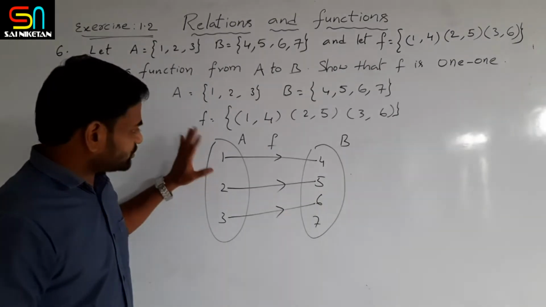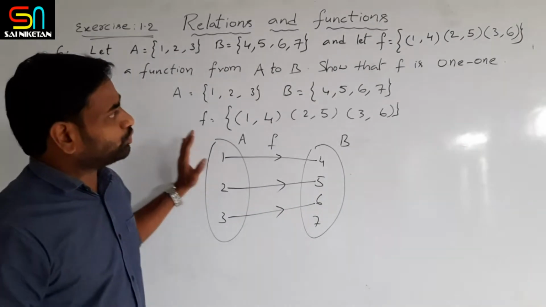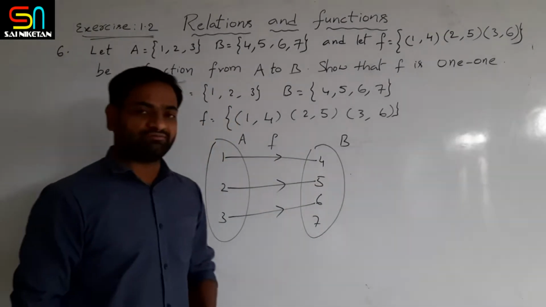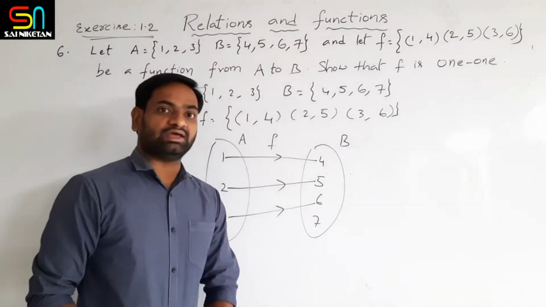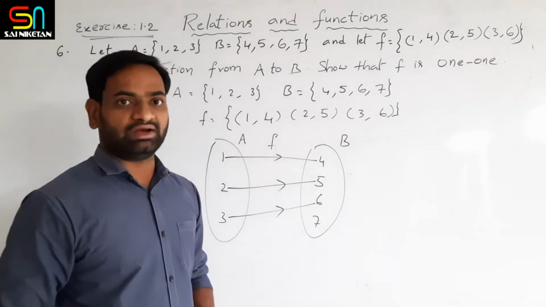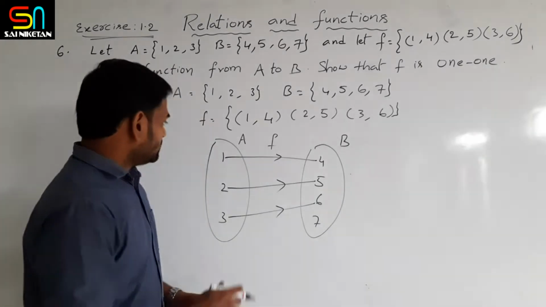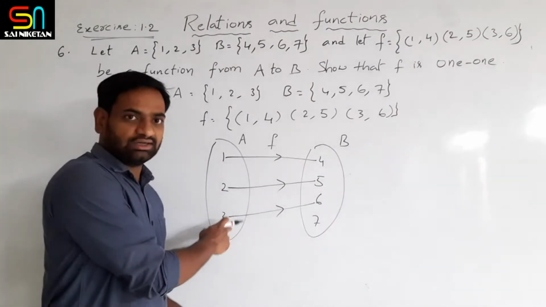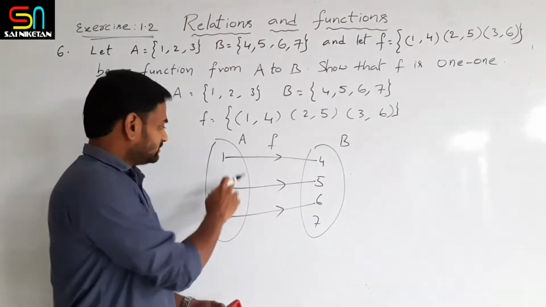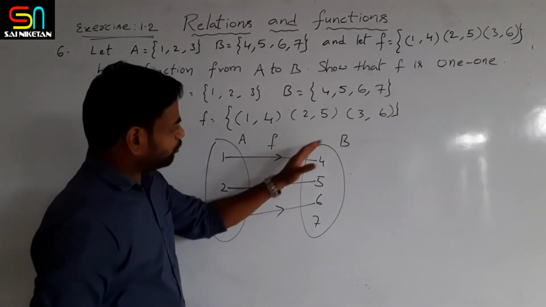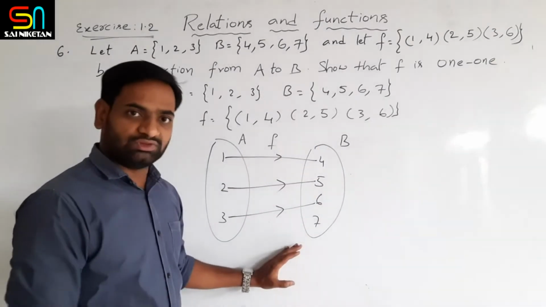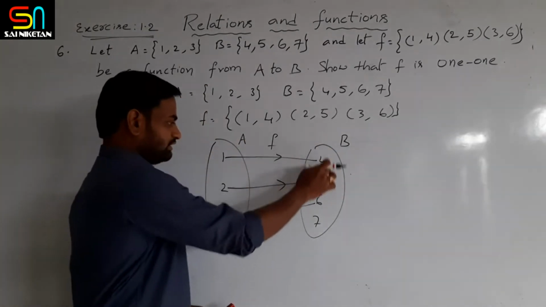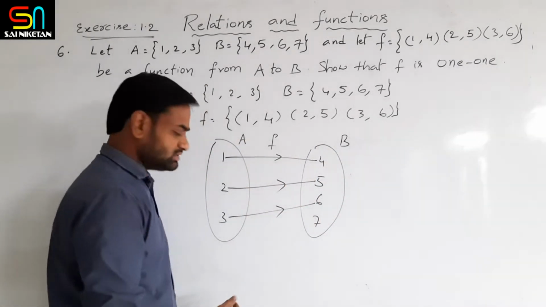Now see here, observe here. Now we have to prove it is 1-1. Okay, so what is the 1-1 definition? Different elements should have different images. So if you see here, 1, 2, 3 are different elements. The images of 1, 2, 3 are 4, 5, 6. These are also different. So different elements have different images. That's why it is 1-1.